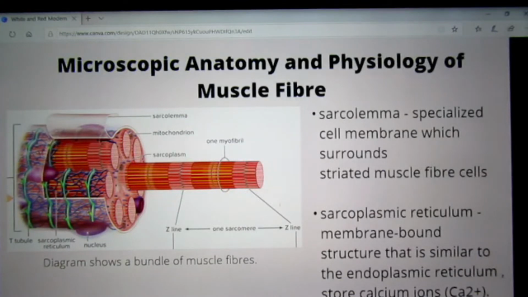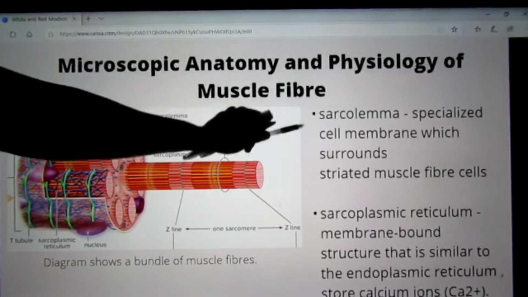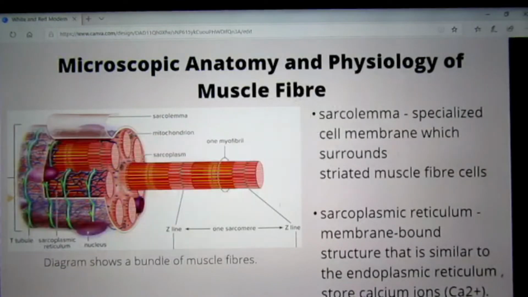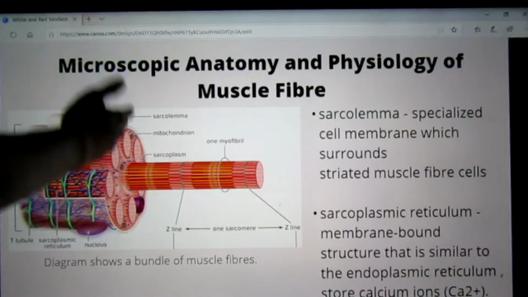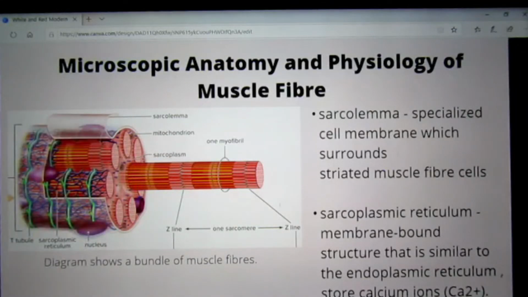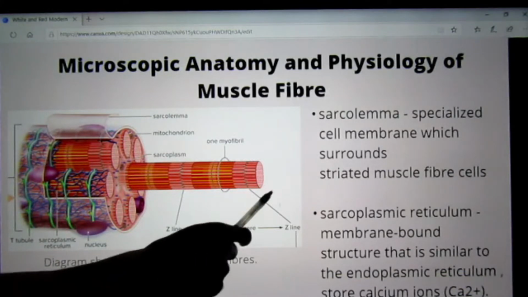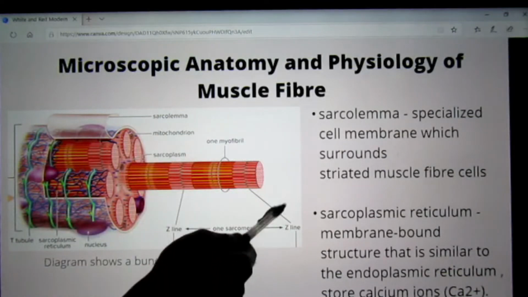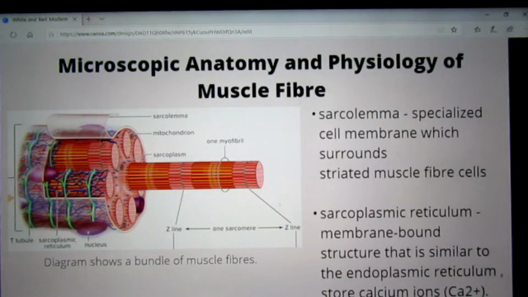What is sarcolemma? Sarcolemma is the specialized cell membrane which surrounds striated muscle fiber cells. It is just like a membrane that surrounds the muscle fiber, and we have the sarcoplasmic reticulum. So this is the membrane-bound structure that is similar to the endoplasmic reticulum, and its function is to store calcium ion when the muscle is not in the contracting stage.